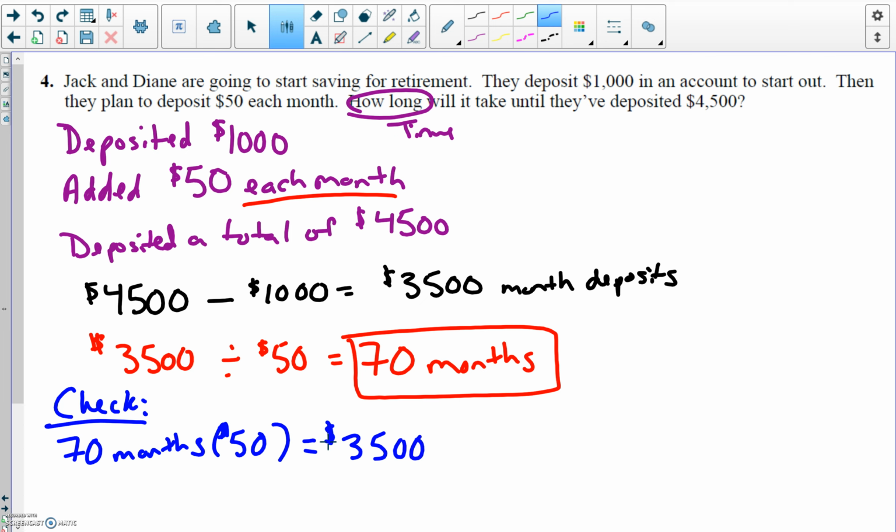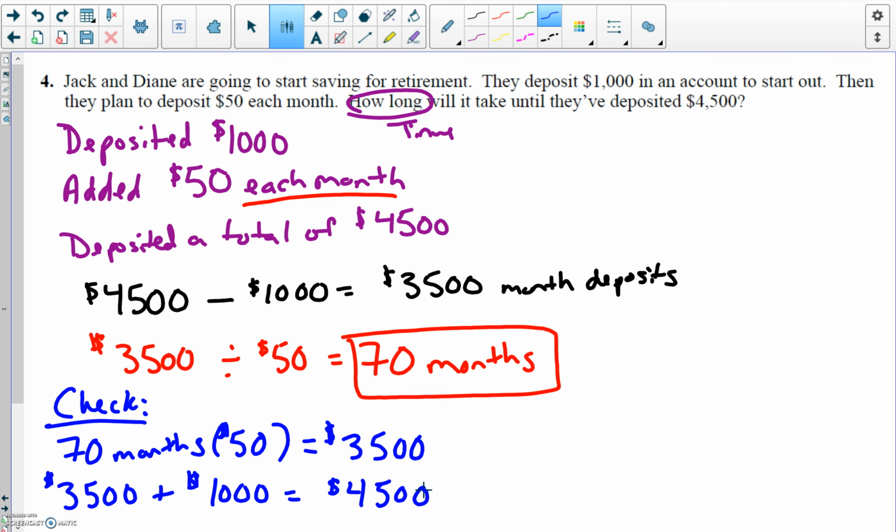Now that doesn't match our original statement of needing the 4,500, and that's because we still have to add back the original deposit. They earned 3,500 from monthly deposits, but they started off with an initial deposit of 1,000. So when I add that in, that's when I do reach the 4,500 value.